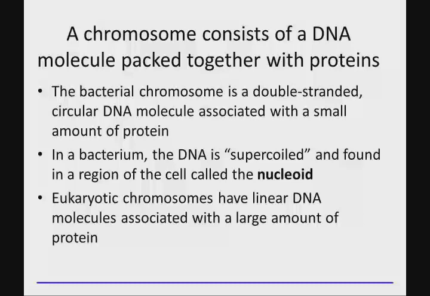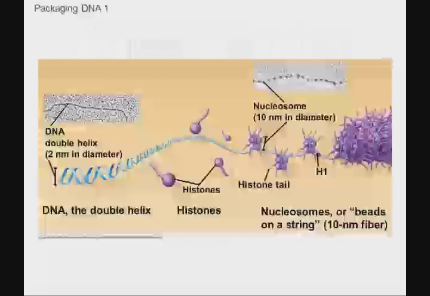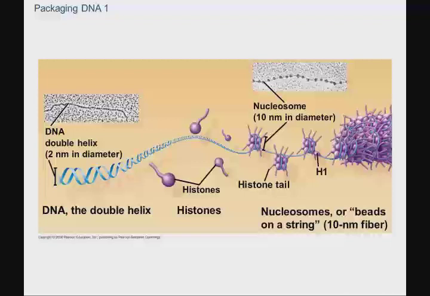It is associated with a small number of proteins, but not nearly the number of proteins that we see associated with DNA in eukaryotic cells. So we generally think of prokaryotic DNA as basically being naked as compared to truly packaged DNA that we see in the eukaryotic cell. So let's kind of walk through the packaging that we see and that enables us to get almost 2 meters of DNA into a human cell.